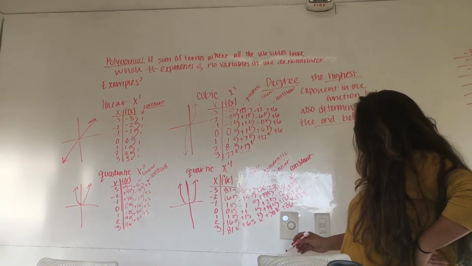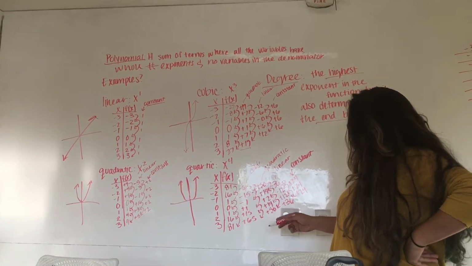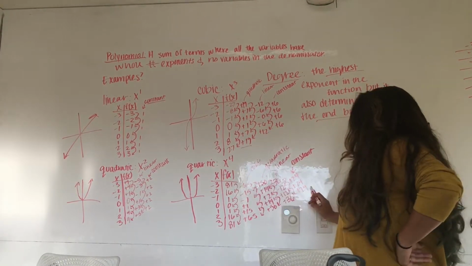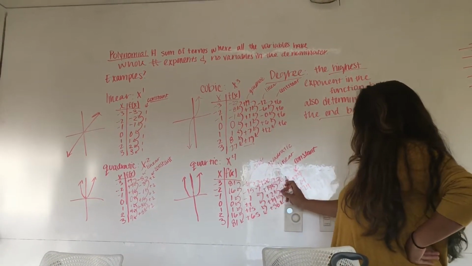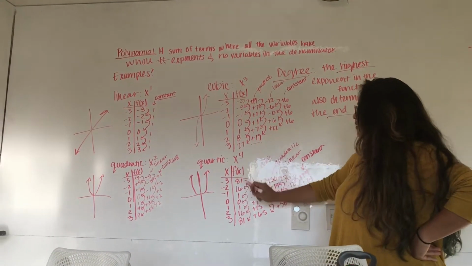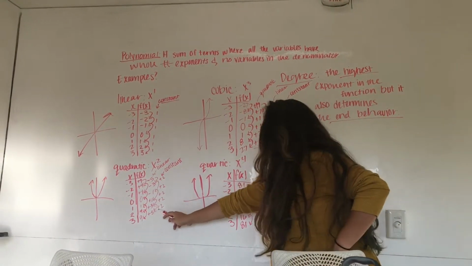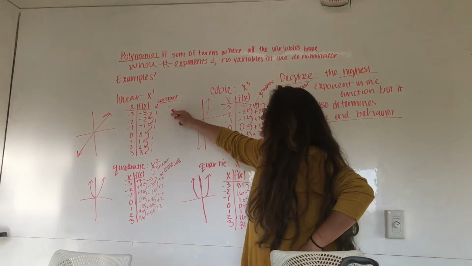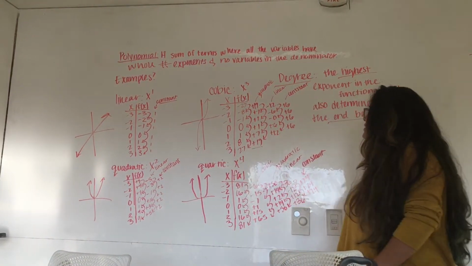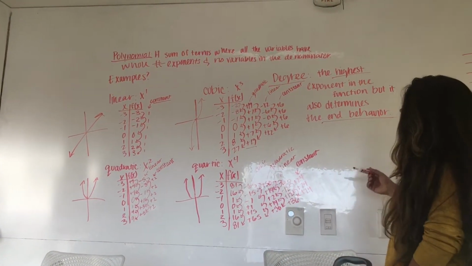Plus, you also know that you have to do it 4 times for this one. 1, 2, 3, 4. Degree of 4. 1, 2, 3. Degree of 3. 1, 2, degree of 2, and just once to get your constant. And that's how that works.